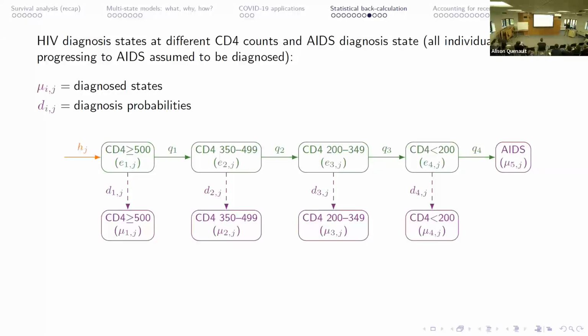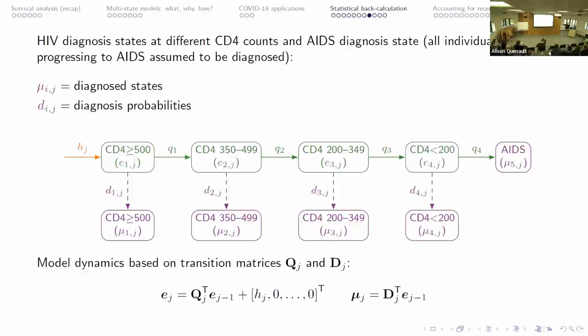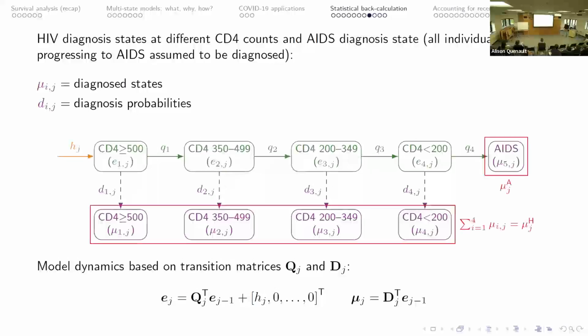So you can see that this is a model which is going to evolve over time. The model dynamics are then going to be based on our transition matrices that I described before. So these are Q, which are Q_j, which represent the disease progression, and then D_j, which represents the diagnosis. And then at every time step, we also get an addition of new HIV infections. So the next step, I'm just going to term the sum of these HIV diagnoses at the bottom mu H, and these AIDS diagnoses mu A.